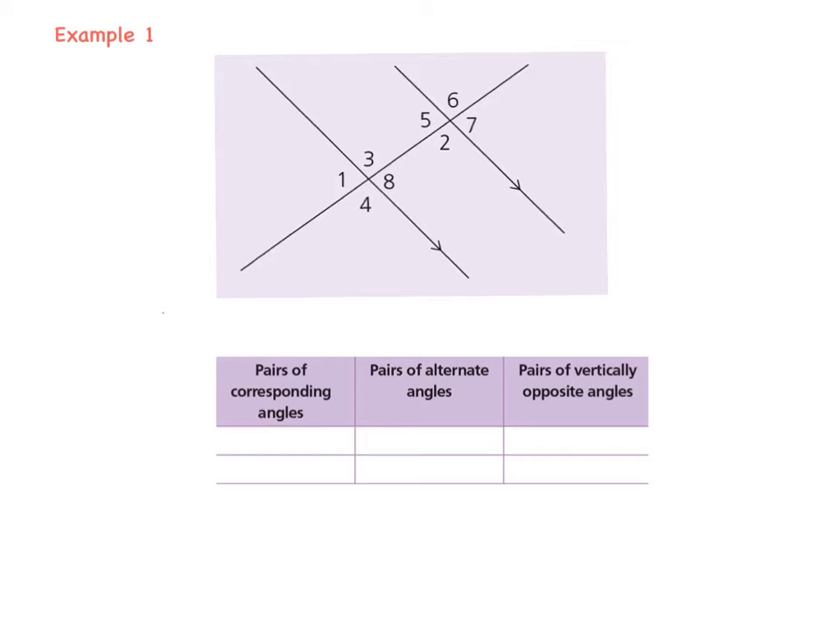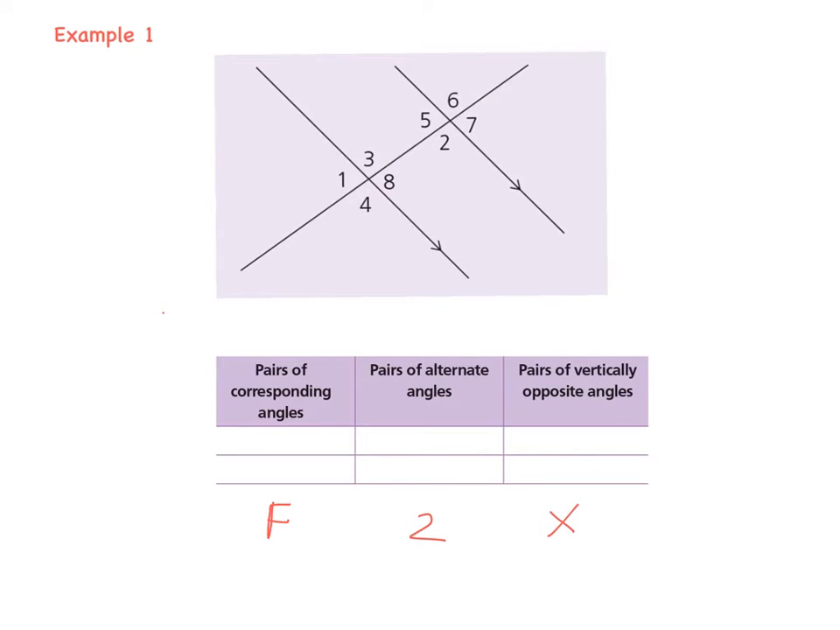Let's start with example number 1. We have lots of angles here, and we need to fill in the table. The table says pairs of corresponding angles, so we need to find them, pairs of alternate angles, and pairs of vertically opposite angles. We can just write down that corresponding angles are like the letter F, then alternate angles, Z, and vertically opposite angles, X.